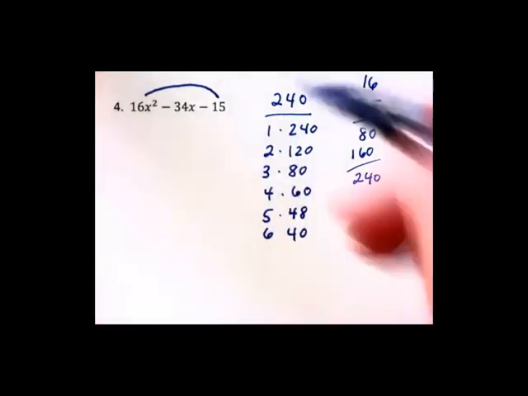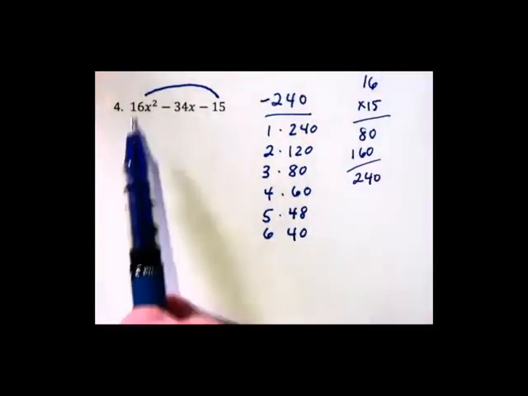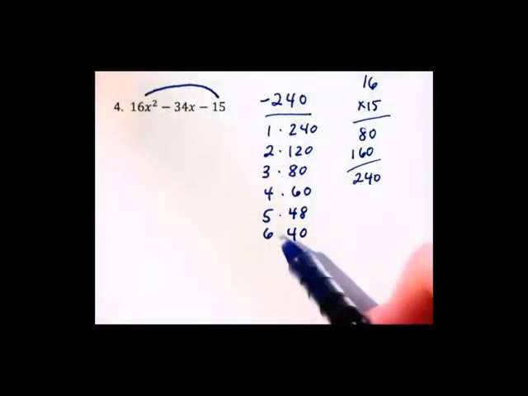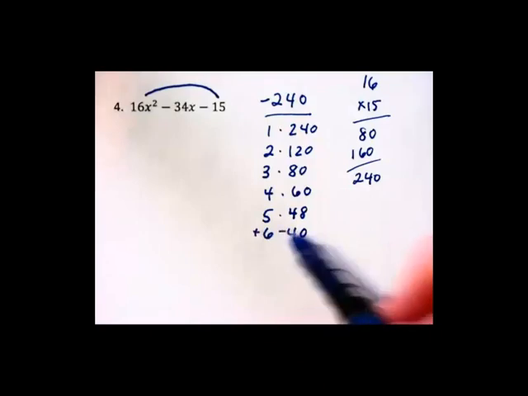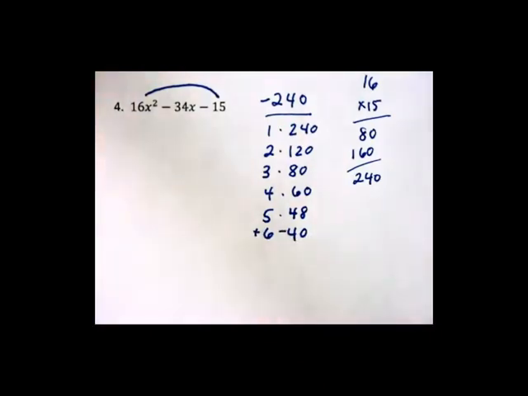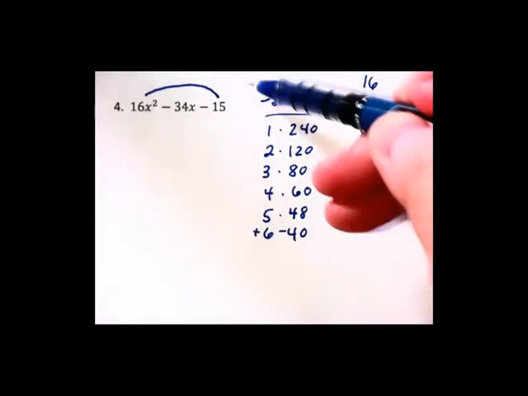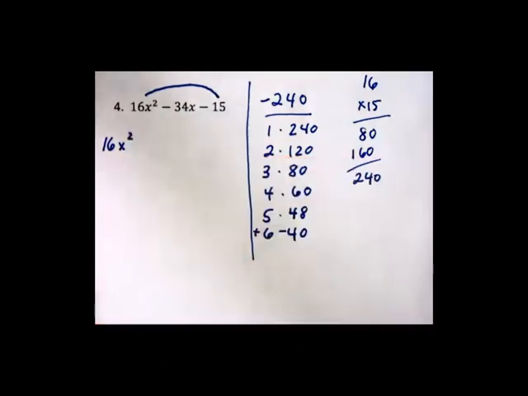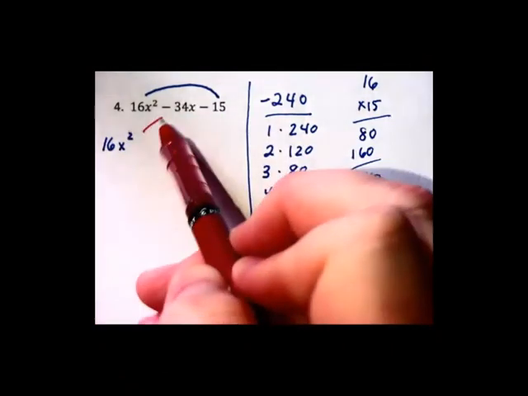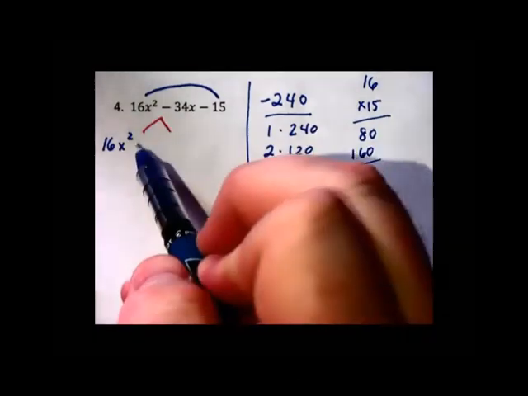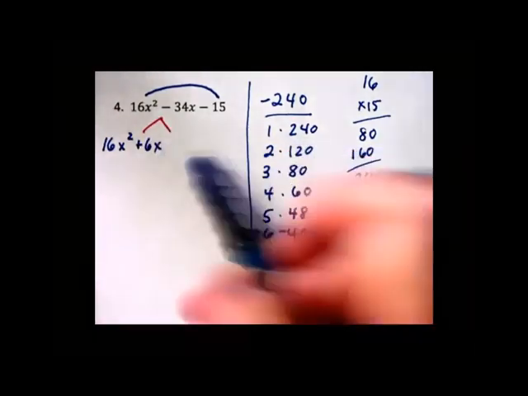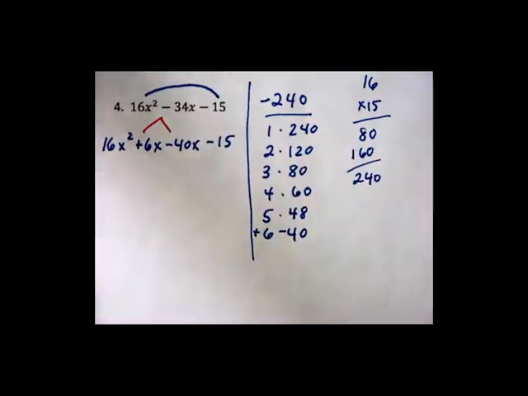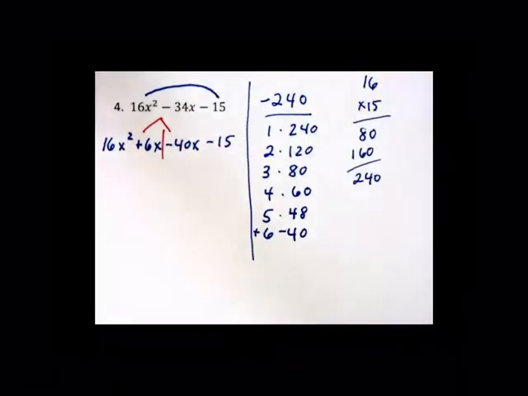Now I'm trying to make a negative 240 because 16 times negative 15 made negative, and I need these to add up to negative 34, which means a positive 6 and a negative 40. Okay, here we go. Set that all aside. We've got 16x squared. Split up that minus 34 into a plus 6x and a minus 40x minus the 15, which comes down. Now split it down the middle.